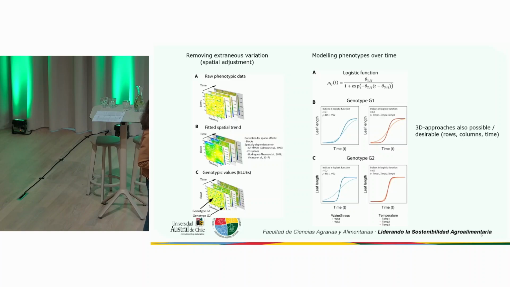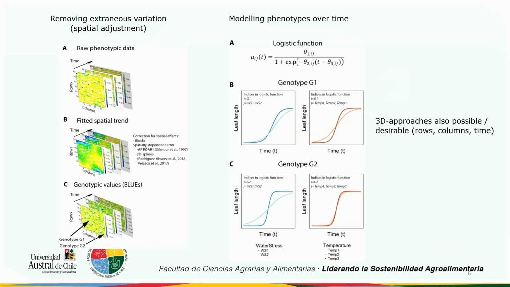And we need to separate what is happening from this spatial trend and what is happening with the genotypes. That, at the end, is what we want to do when we do breeding. So after we have separated this, we extract those BLUEs and we try to represent what is happening over time.